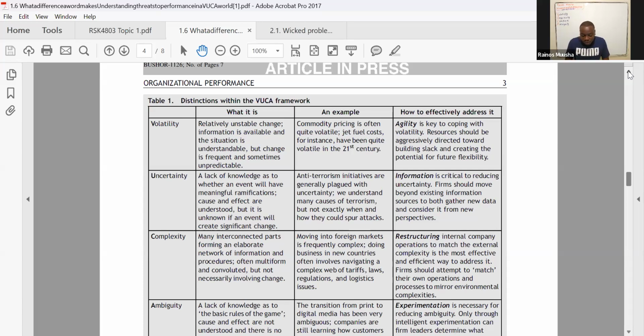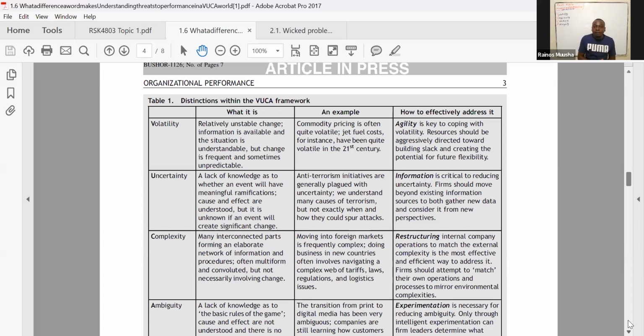So to deal with the situation of uncertainty, the key word there is information gathering. So information is critical to reducing uncertainty. So firms should move beyond existing information sources to both gather new data and consider it from new perspective.